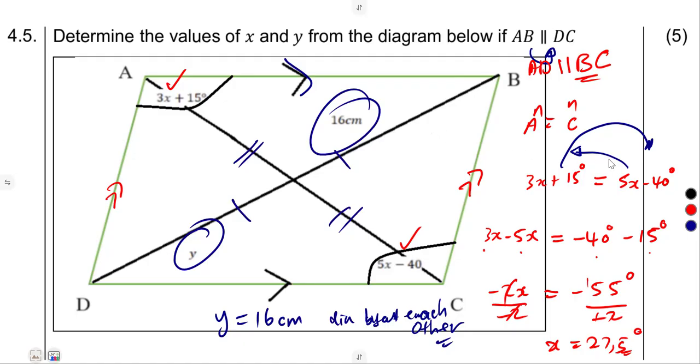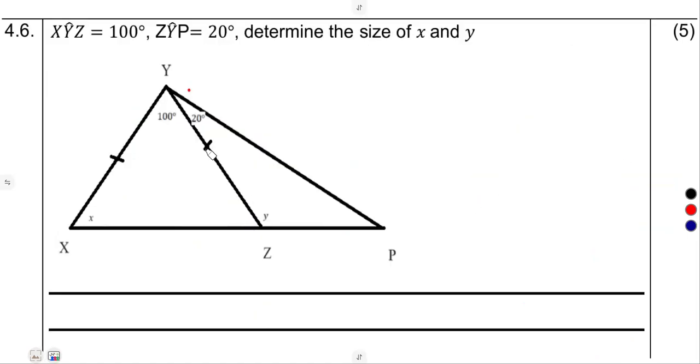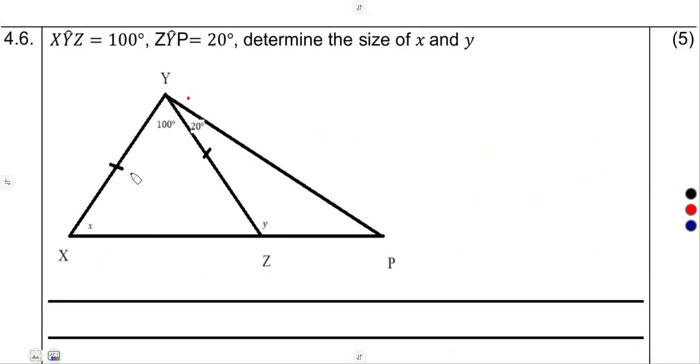All right, so let's revise many questions. Another part of the question, we're given that angle XYZ is 100 degrees here. And there is angle ZYP, which is 20 degrees. Determine the size of X and Y. Also take note, there are two lines that are indicated on our diagram here. They are equal. So we do understand angles opposite these sides are supposed to be equal.